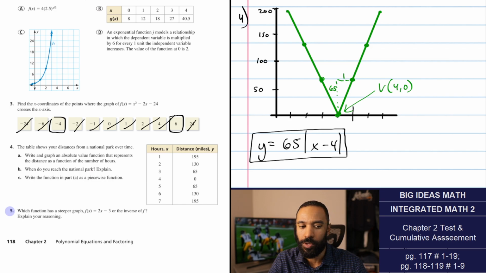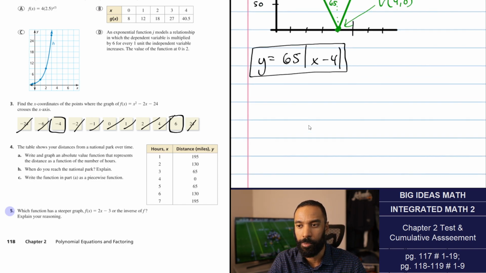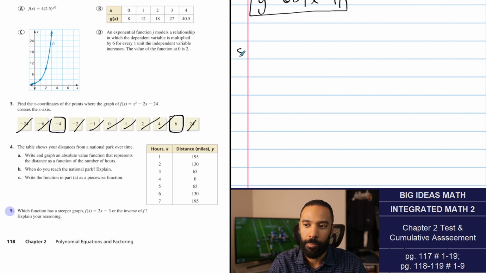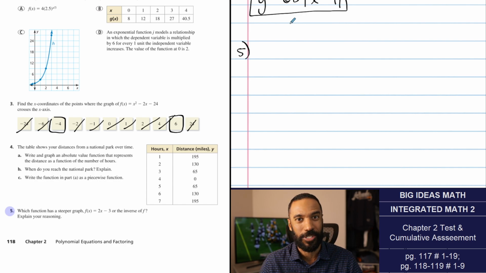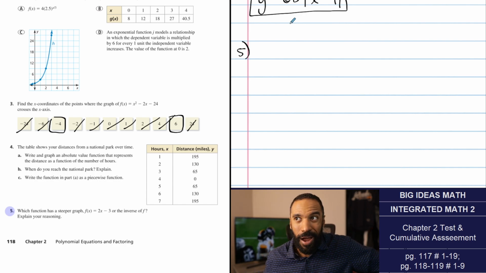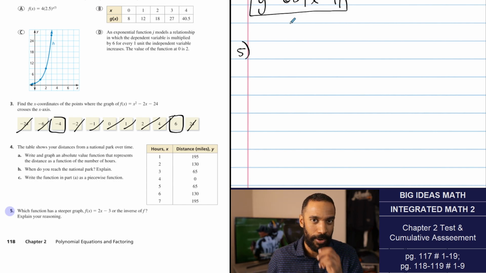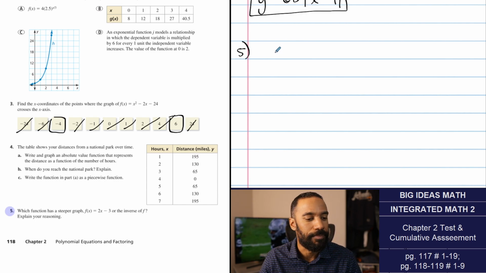f of x equals 2x minus 3, or the inverse of f. Explain your reasoning. By the way, number 4 would have been out of section 1.1, very first section in the book. Number 5 is out of section 1.3. And we'll see if over time when we do cumulative assessments, if I remember sections by number. I probably will, because I lived in the section for a while.